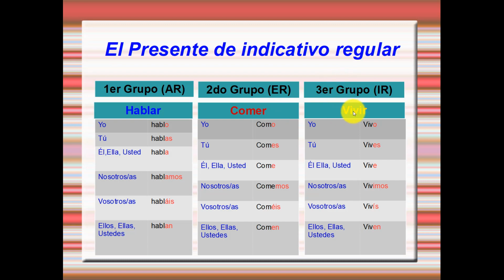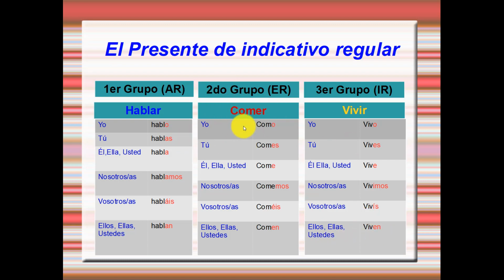Let's see here, vivir, to live. For example, yo vivo en Londres. So I live in London. All right, so we have yo vivo. You have the root of the verb, the main part of the verb, which is viv. So v-i-v. Yo vivo, tú vives, él, ella, usted vive, nosotros, nosotras vivimos, vosotros, vosotras vivís, ellos, ellas viven.